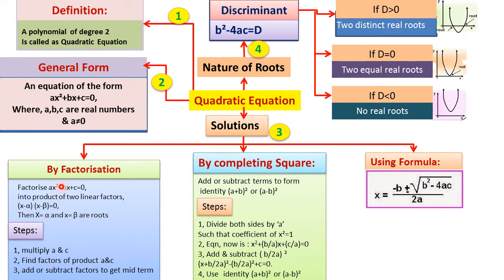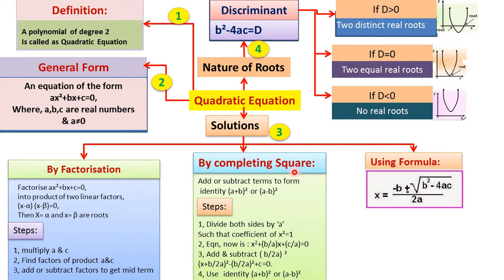I hope you understood this. I will repeat once again how to do this factorization method. Whatever equation is given to you, you have to multiply a and c, and whatever product we get, we have to factorize that product, and using the different factors, with different combinations, we have to add and subtract those factors such that we get the midterm. Once we get the midterm, those factors by which we are getting the midterm are nothing but the roots of the given equation.